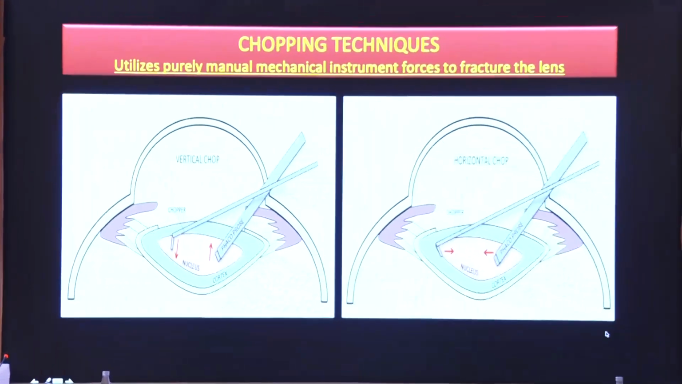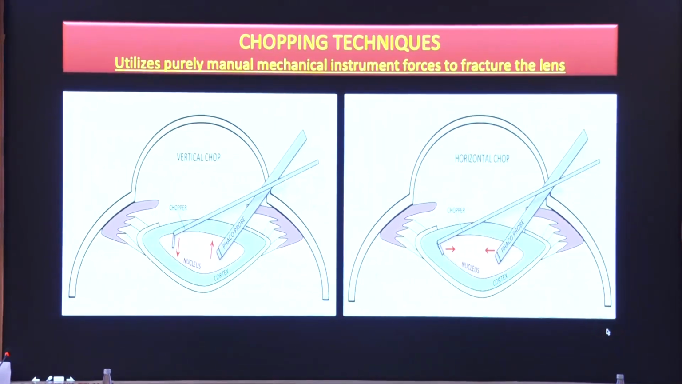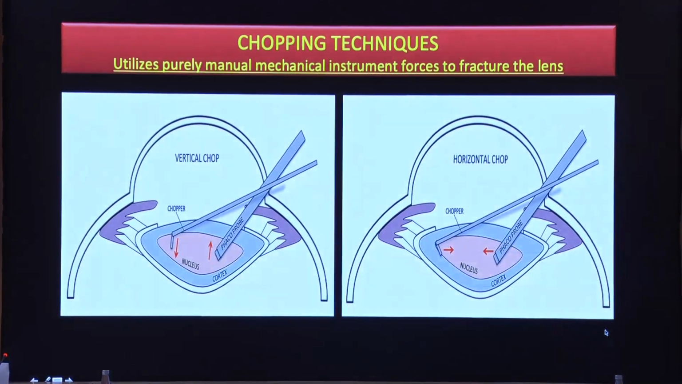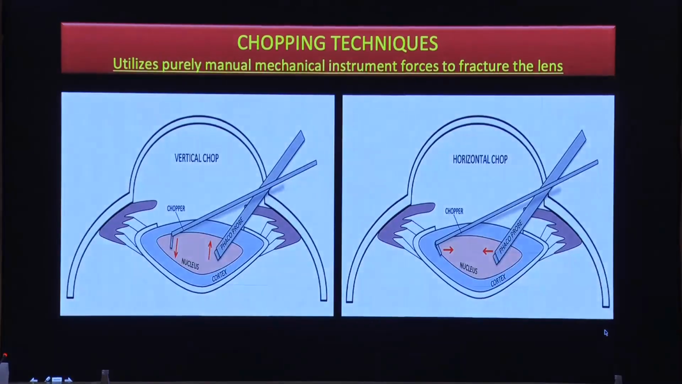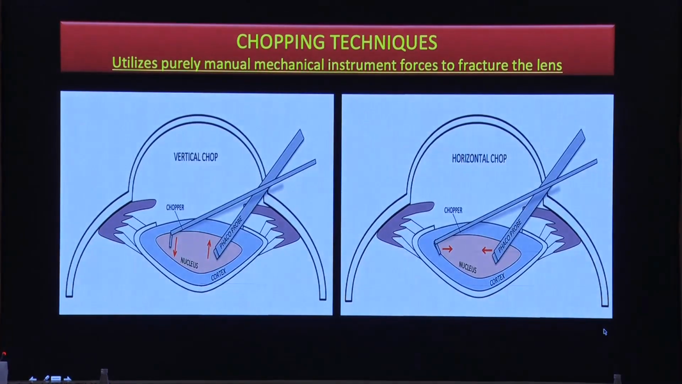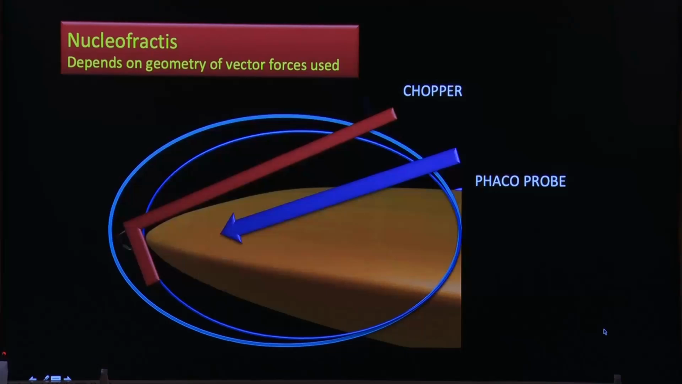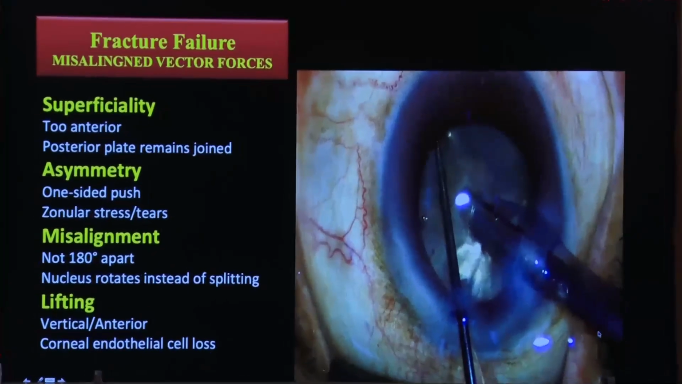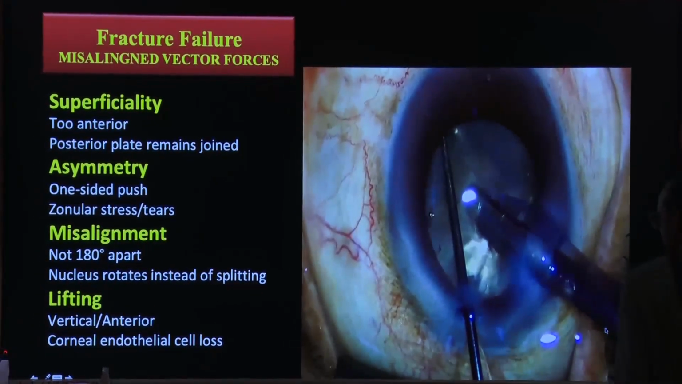You know that the chopping techniques utilize purely manual mechanical instrument forces to fracture the nucleus. We are using the chopper and the help of the phacoprobe. These are the two instruments which help us to fracture the nucleus. And nucleofractis depends on the geometry of the vector forces you use during the fracture. If you don't get the fracture of the nucleus, it means there are misaligned vector forces.